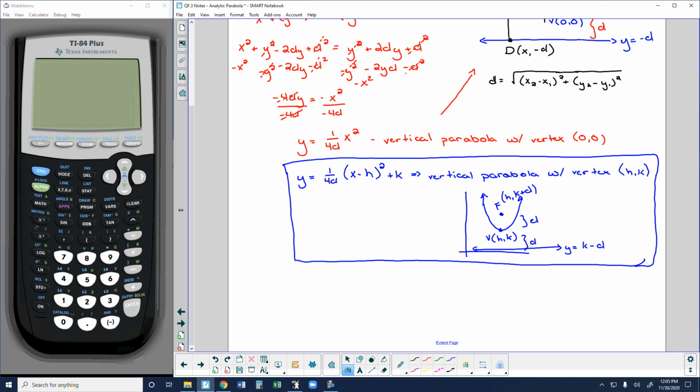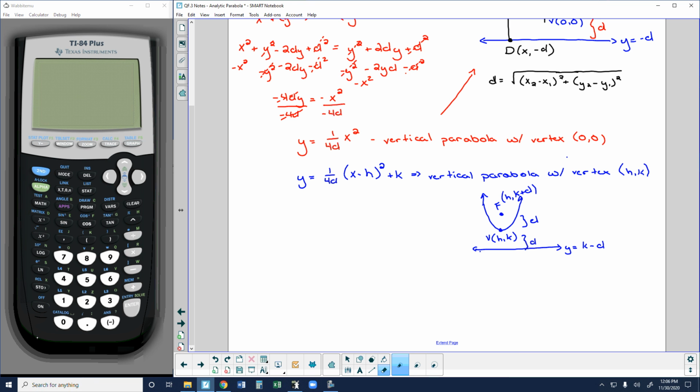Now, we can also have a horizontal parabola. So these are examples where the parabola was vertical. A horizontal parabola would follow the equation that we have above, but we'd switch the x with the y. And so we're only going to see in this class horizontal parabolas with a vertex of 0, 0. So x would equal 1 over 4d times y squared. And this again is a horizontal parabola with vertex 0, 0.